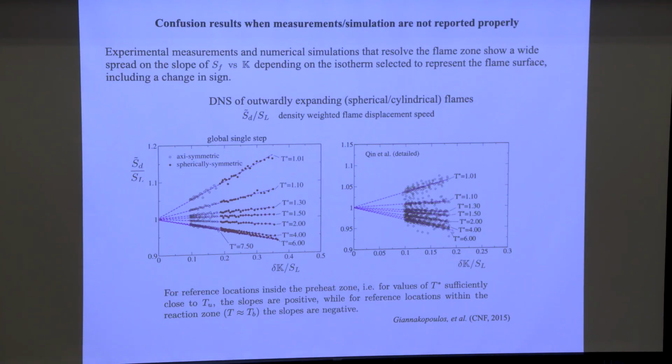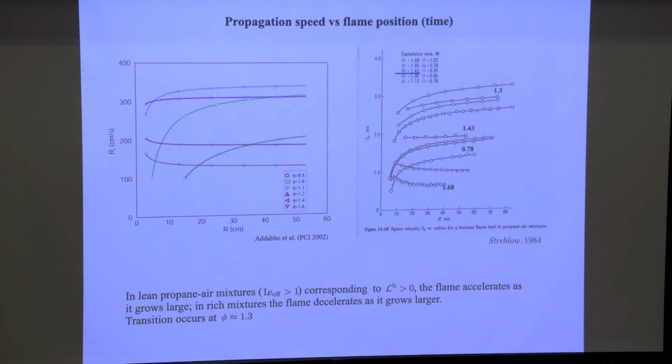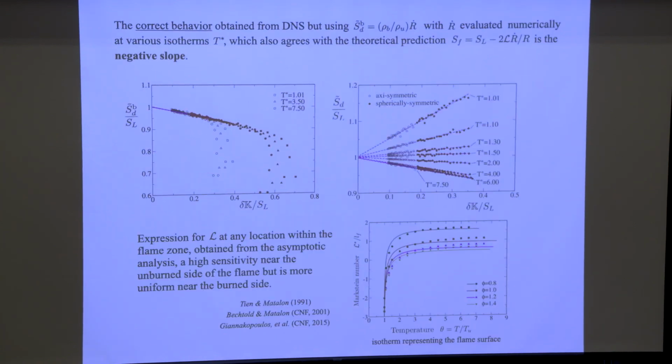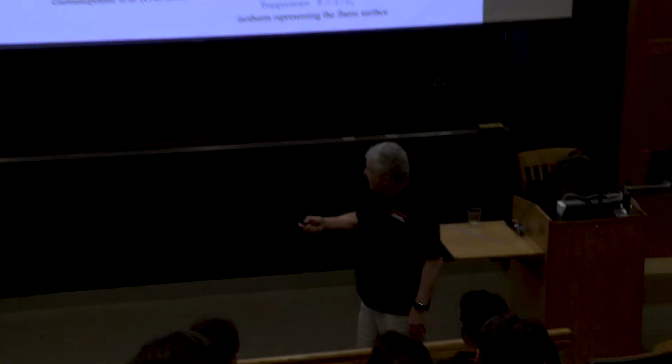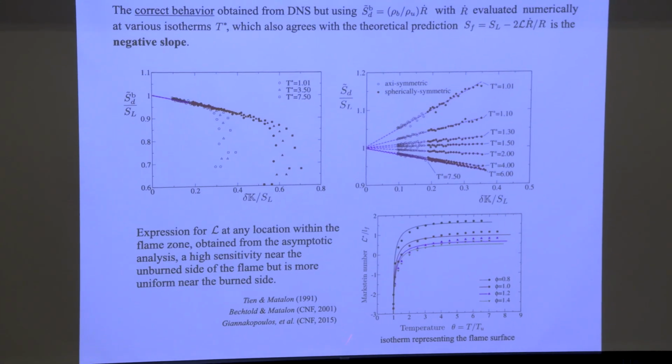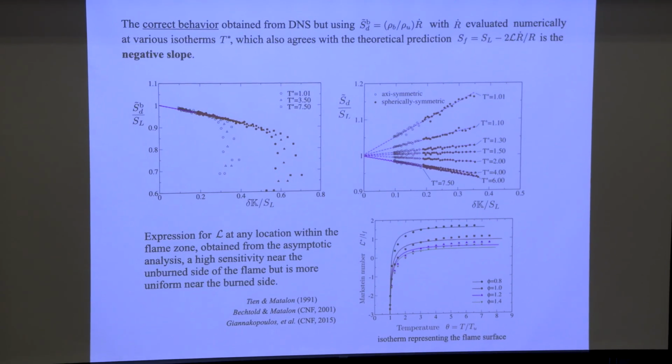It turned out, as explained in this paper, that the correct reference location should be as close as possible to the burned temperature. And that gives you the correct picture because the Markstein number varies tremendously across the flame if you choose different reference locations. This is the flame. You see the temperature runs from 1 to about 7 or 8, right? And so if your reference location is near the burned gas, then the error is relatively small, whereas here you can have large error in choosing that as a reference location.